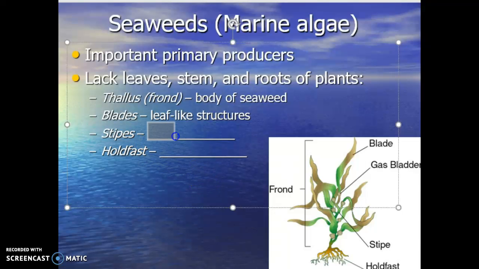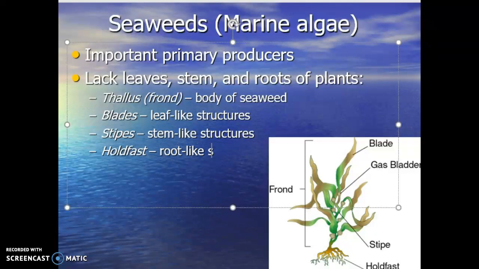Stipes are going to be the stem-like structures found in the seaweeds. They're not true stems. They're not branches. They're stem-like, branch-like. And then the holdfast is a root-like structure, or structures, found in the seaweeds.